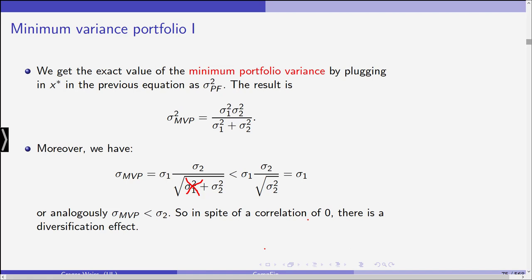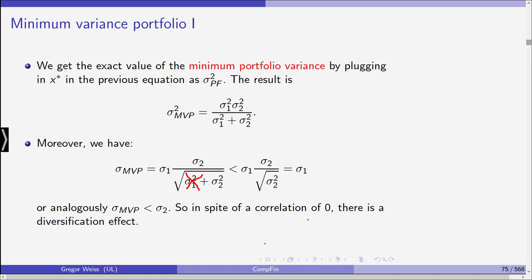So in other words, we've shown that the variance or volatility of the minimum variance portfolio is always smaller than the volatility of stock 1 and the volatility of stock 2. So in spite of a correlation of 0, even though one would think that there is no diversification because they are unrelated linearly, we can still see that there is a diversification effect if we look at the minimum variance portfolio. Okay, so that's quite interesting.